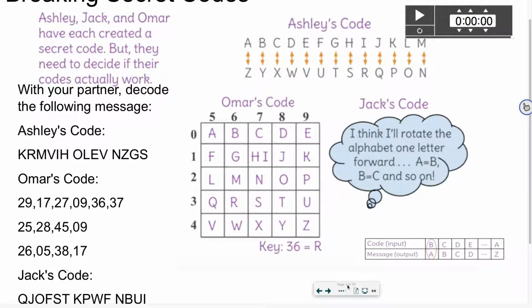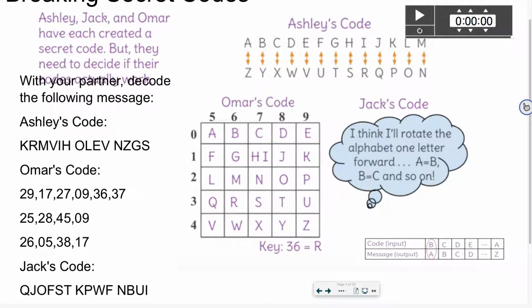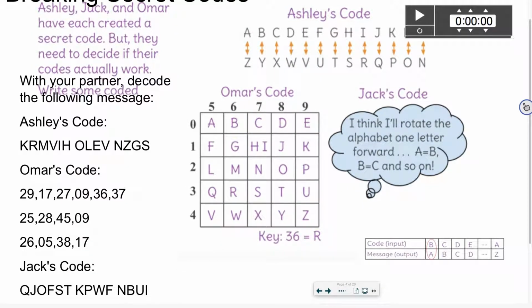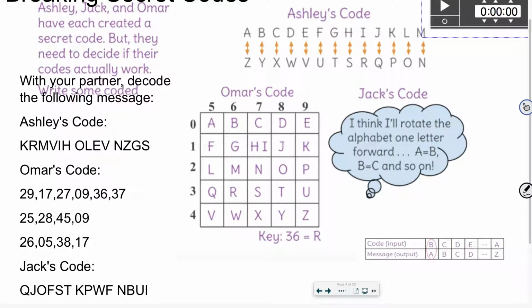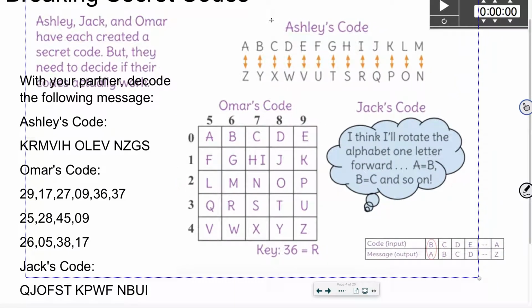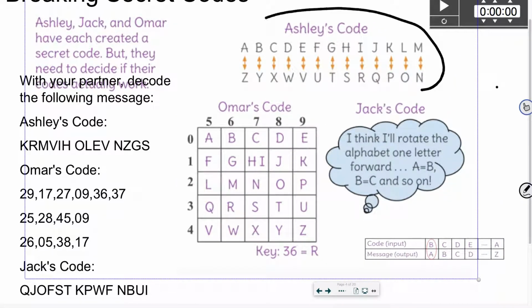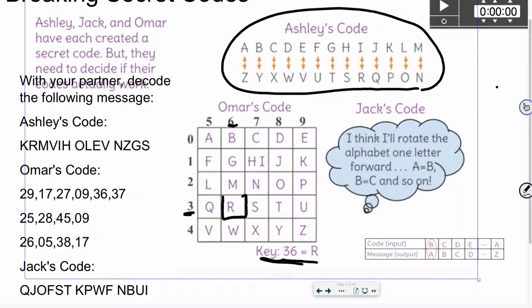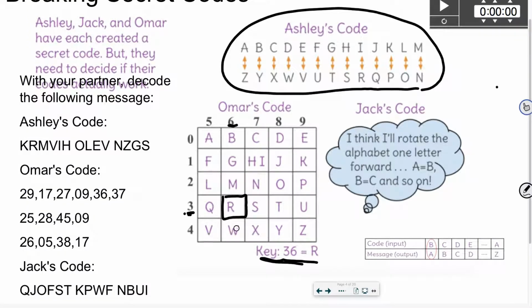Okay, so let's talk about what their codes are very quickly. Ashley's code is here. You can see she has an arrow from one letter to the next. So this is Ashley's code here. Omar's code actually requires the numbers and the rows. So the key here is that 36, the first digit of 3, the second digit of 6, 36 is R. So if you had something like 45, 45 would be here, 4 and 5 where they meet.